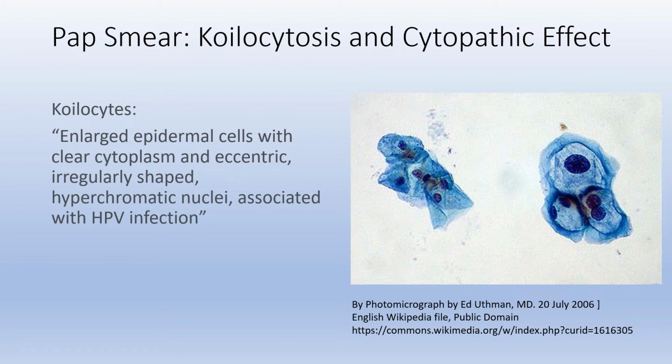So these are the cells which are known as koilocytes. They are enlarged epidermal cells. They are characterized by a clear cytoplasm and a large ominous looking nucleus which is eccentric, quite irregular, hyperchromatic, and these are associated with HPV infection. Finally, I found a copyright free image so that I could show you here.